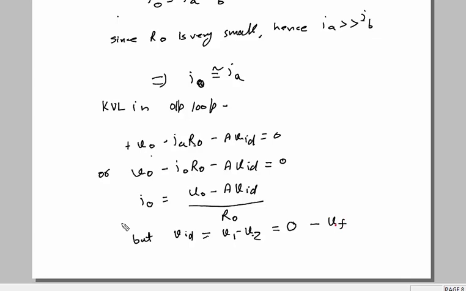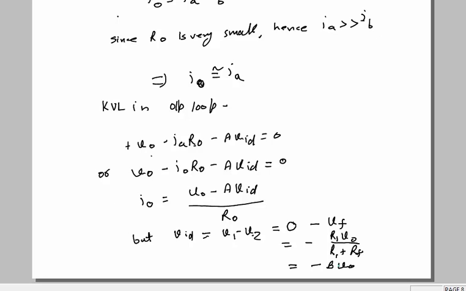Okay, so VID equals V1 minus V2 equals 0 minus VF. It means minus VF, and VF we have already done many times: R1 into V naught divided by R1 plus RF. Also, R1 upon R1 plus RF is B. This we have already seen many times. So B into V naught. Okay, so VID can be written as minus B into V naught.